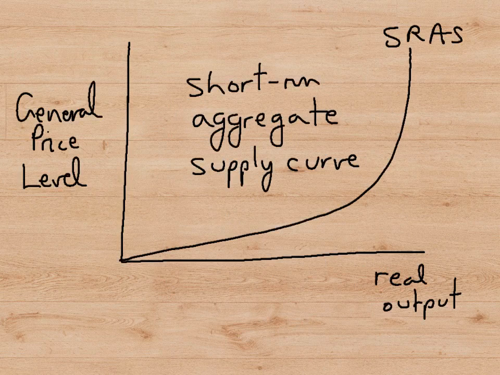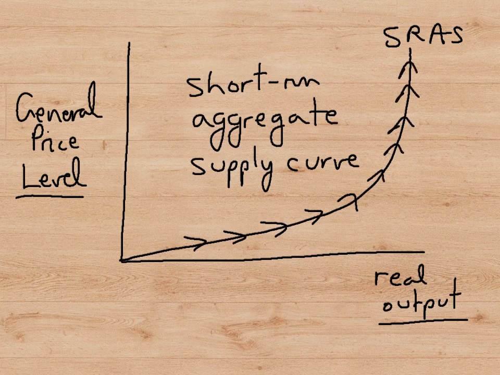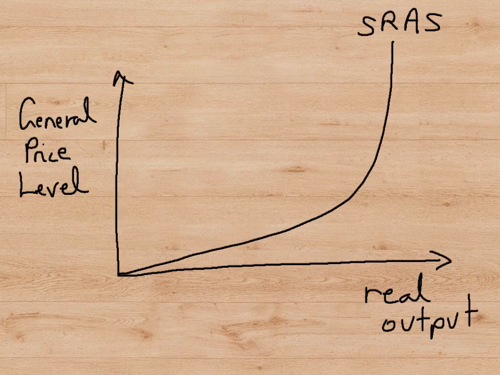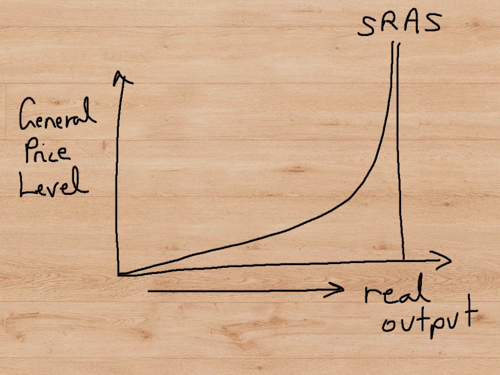Here is a short-run aggregate supply curve. We see real output on the x-axis and general price level on the y-axis. And it shows that as the real output goes up, the price level will go up first slowly and then very quickly. We have to explain the shape of this short-run aggregate supply curve. We see that real output is increasing along the x-axis, and that at some point real output cannot increase anymore.